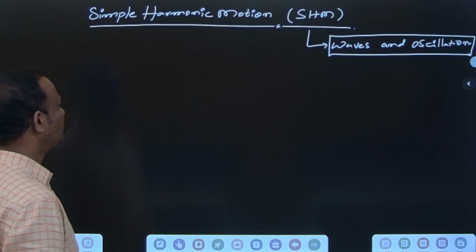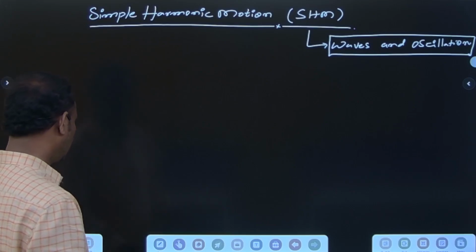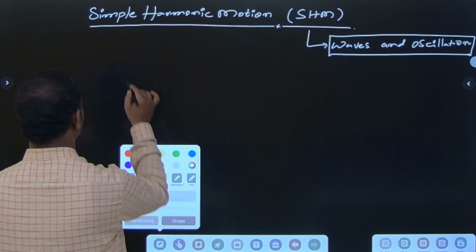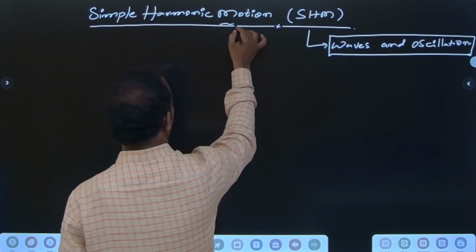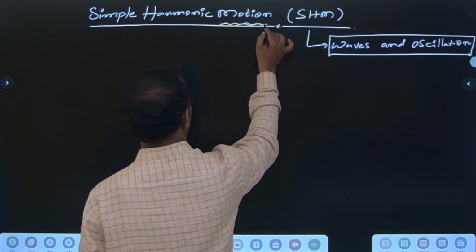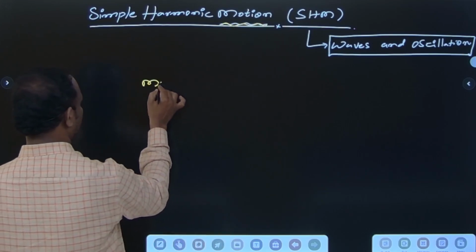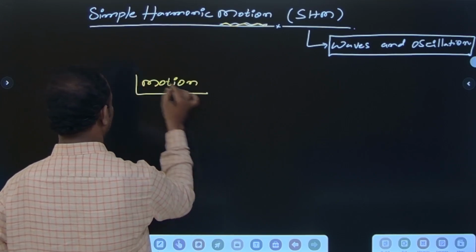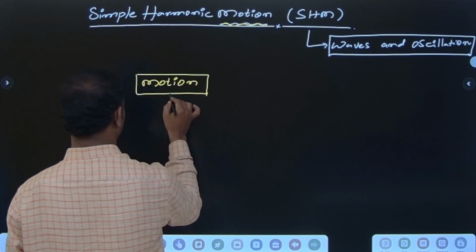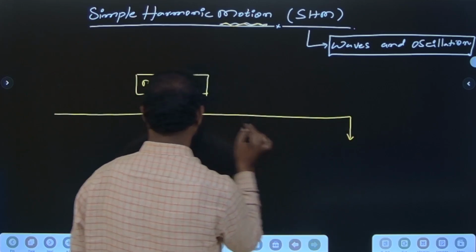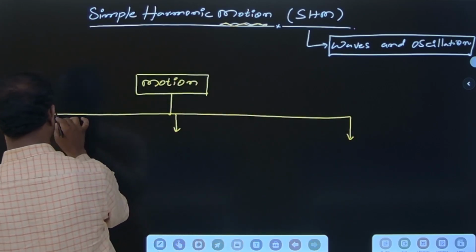So from simple harmonic motion, the basic definition, first it starts from what? What is motion of the particle? What is motion? Okay. So first one is about what is motion. There are three types we can classify.